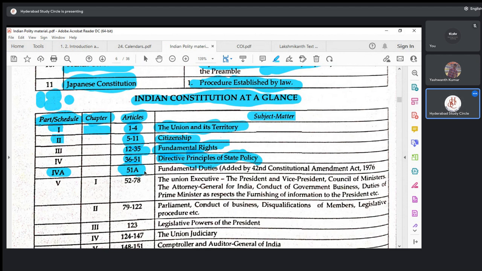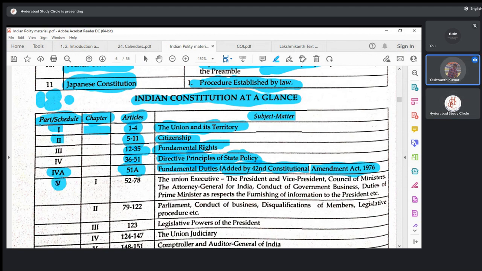So part 4A, article number 51A, fundamental duties. You have to pronounce it as capital A. Fundamental duties, added by 42nd Constitutional Amendment Act 1976. Understood? No, this we will read every amendment in detail. But let us just note down the most important things, right? Next.